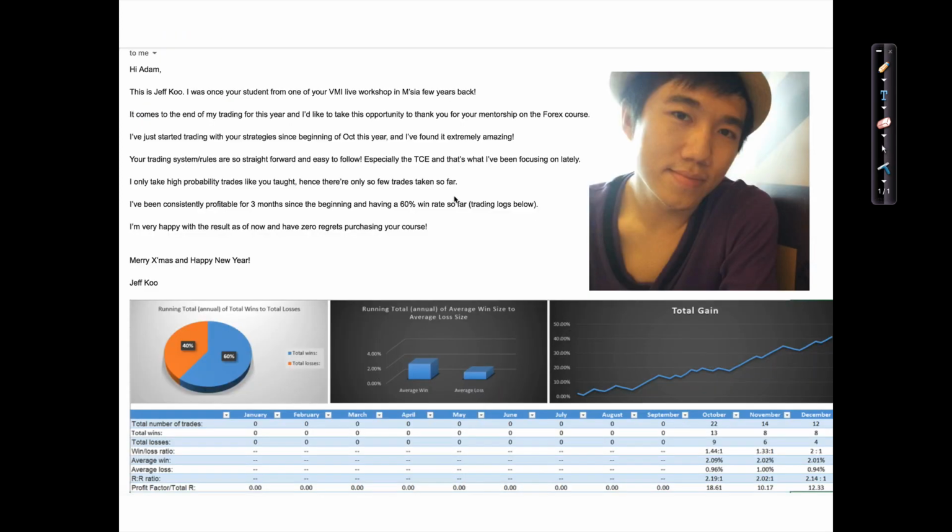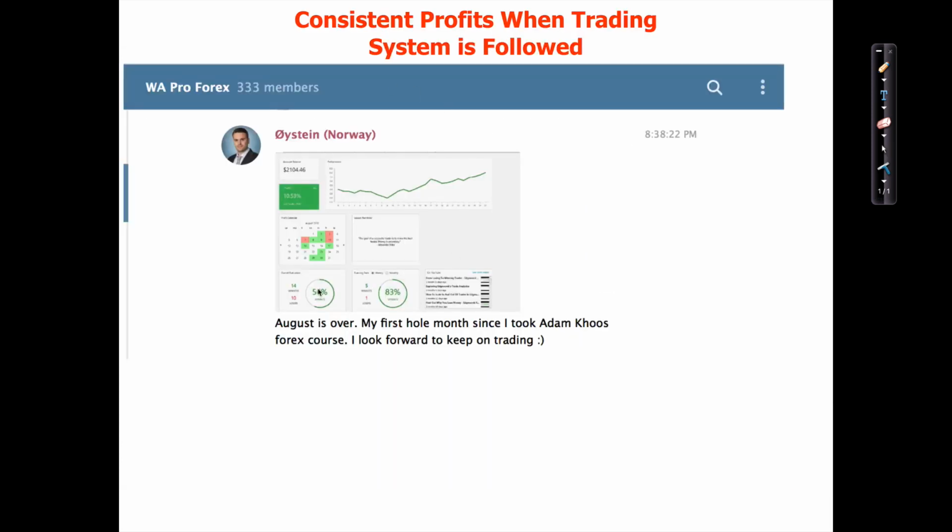All right, this is his sharing. It says, hi, this is Jeff, I was once your student from Malaysia. What does it say? I only take high probability trades like you taught. Hence, there are only a few trades taken so far. I've been consistently profitable for 3 months since the beginning and having a 60% win rate so far. So that's Jeff.